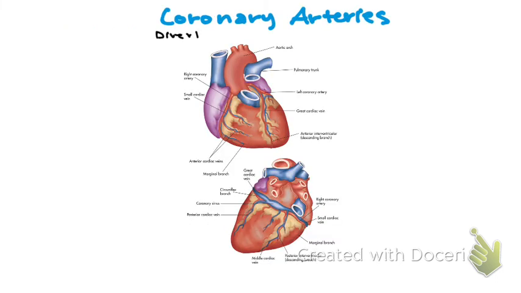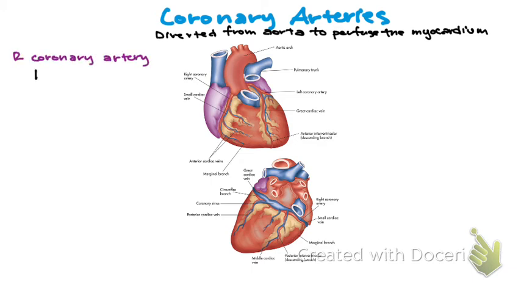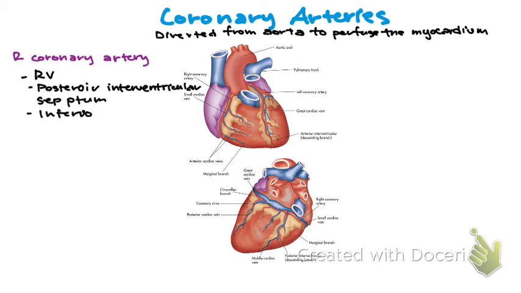Okay, let's take a look at the coronary arteries. So coronary arteries are blood that is diverted from the aorta to perfuse the myocardium, or the heart wall. The right coronary artery supplies blood to the right ventricle, the posterior interventricular septum, and the inferior portion of the heart. And you can see that blood vessel, the right coronary artery and the left coronary artery, come right off of the base of the aorta.